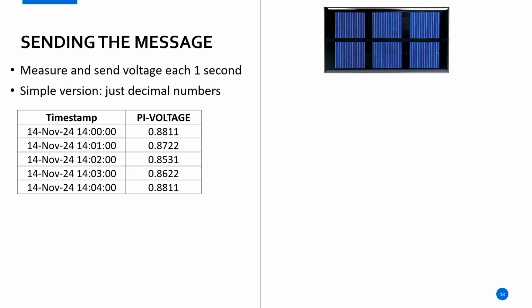And I just wanted to mention one thing as well. On that mini solar panel, 1.5 volts. So at the peak of the day, when it's very sunny, we expect to see 1.5 volts. When it's dark outside, expect to see 0 volts.